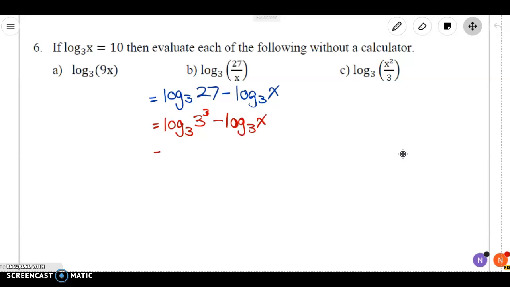So we know that our first term is equal to 3, because 3 to the power of 3 gives us 27. And we know that log base 3 of x is equal to 10, so we have 3 minus 10, which is equal to negative 7. You can do something similar for part A and part C, just separate it into the different logs. Either calculate if it's something with a base of 3, or if it's log base 3 of x, then you can replace it with a 10.